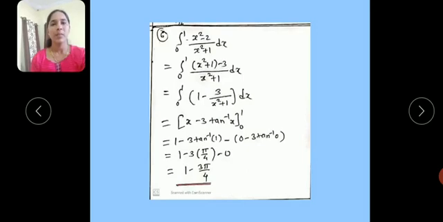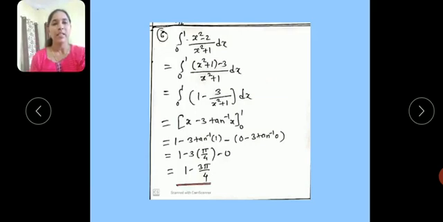Now example number 6. Integration of 0 to 1 (x square minus 2) divided by (x square plus 1) dx. This is equal to the integral from 0 to 1. Here minus 2 can be written as plus 1 minus 3. Rearranging this, we get (x square plus 1 minus 3) divided by (x square plus 1) dx. This is equal to the integral from 0 to 1 of 1 minus 3 divided by (x square plus 1) dx.